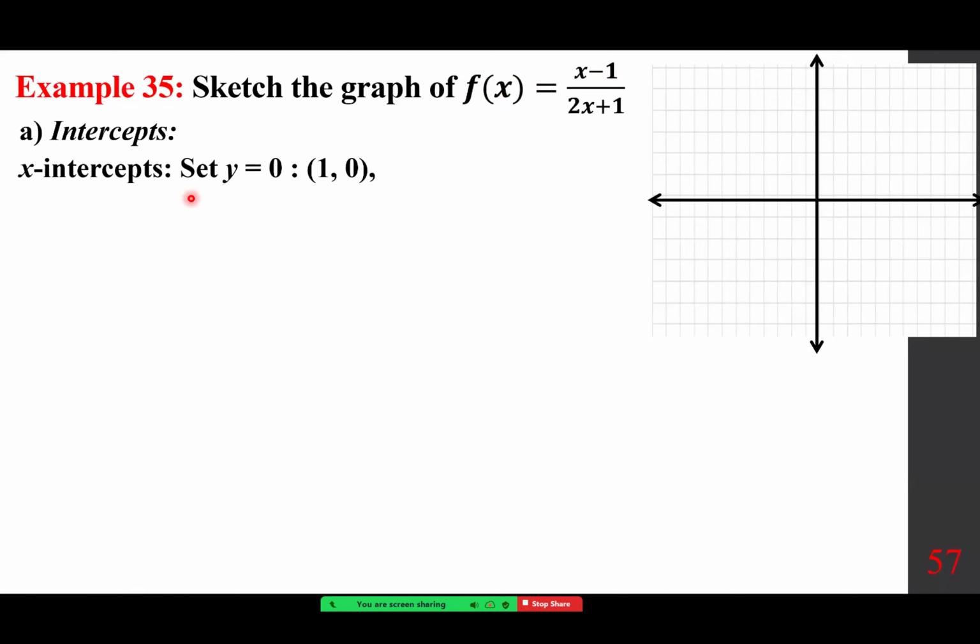Again, for the x-intercept, set y or f of x equal to 0. A fraction is 0 when the top is 0. x minus 1 equal to 0 gives you x equals 1, so the point is (1, 0). For the y-intercept, you replace the x with 0. You get minus 1 over positive 1, which is negative 1. So this is (0, negative 1). Again, f of 0: if I plug in 0 here, I get minus 1 in the numerator, positive 1 in the denominator. The result is negative 1. Locate that, put it there.